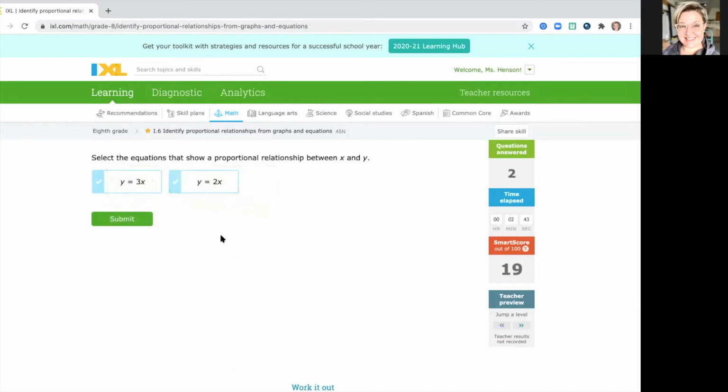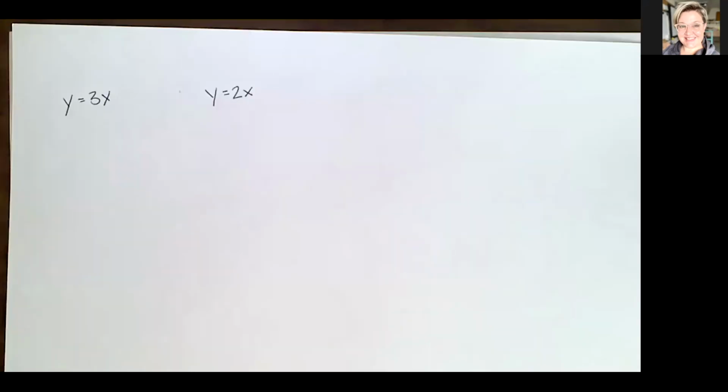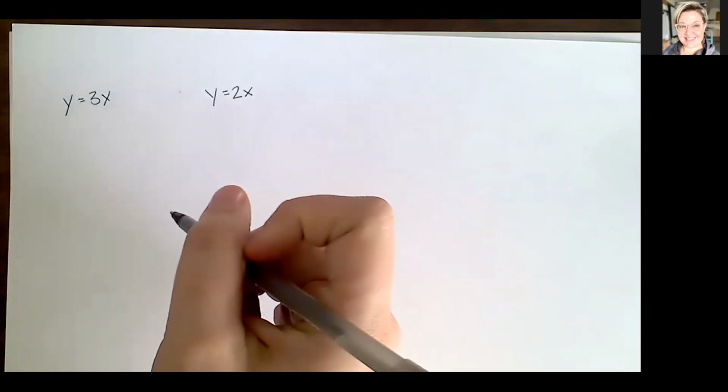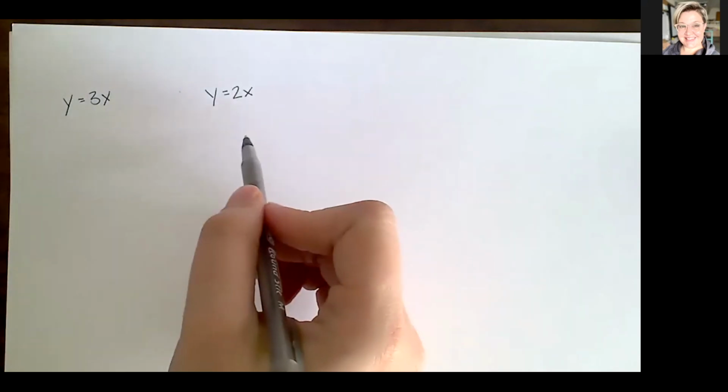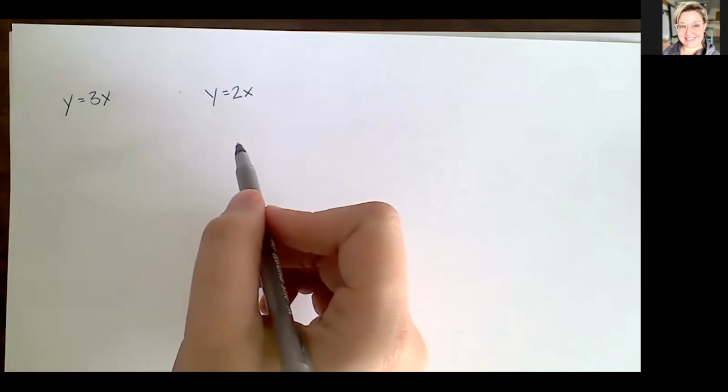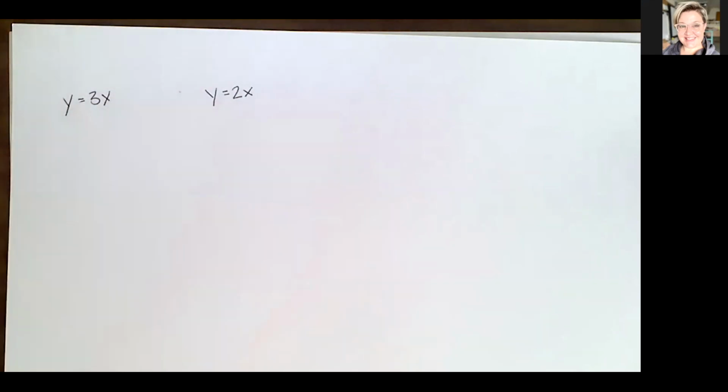Now we're going to work on solving or deciding if these show a proportional relationship. And I'm going to move on to my document camera to show you how to solve one of these. Okay, we have the two equations that we just saw on the screen, y equals 3x and y equals 2x. Now we have to determine if those are showing a proportional relationship between x and y, something that could be graphed through the origin of 0, 0 and would continue on in a straight line.